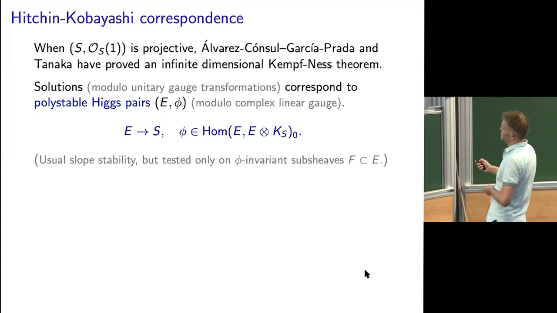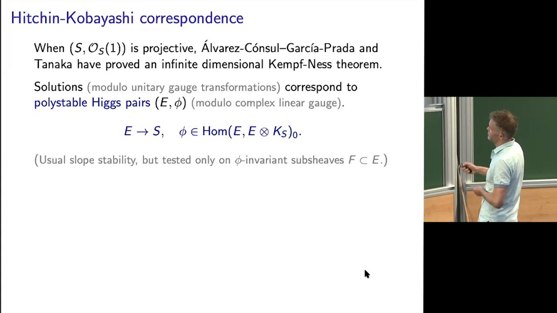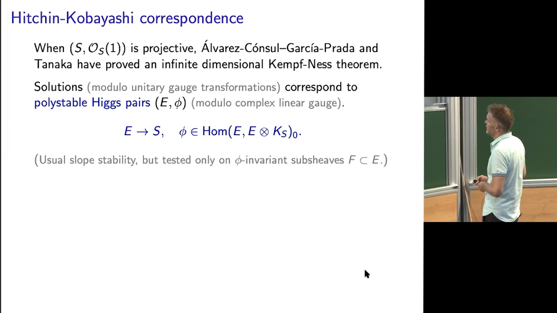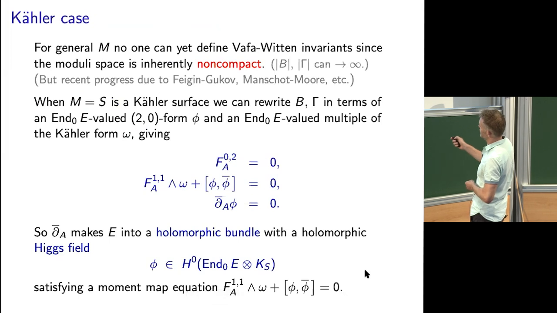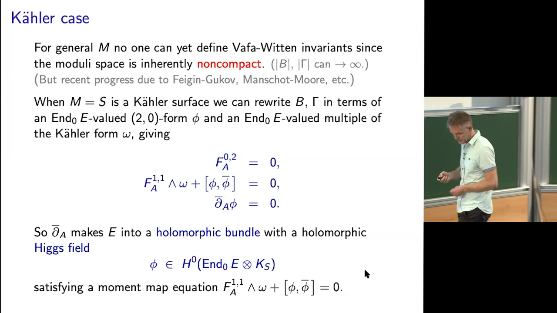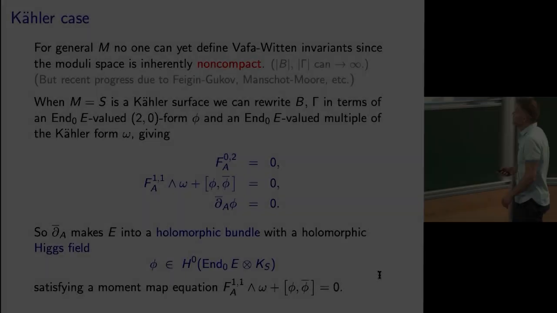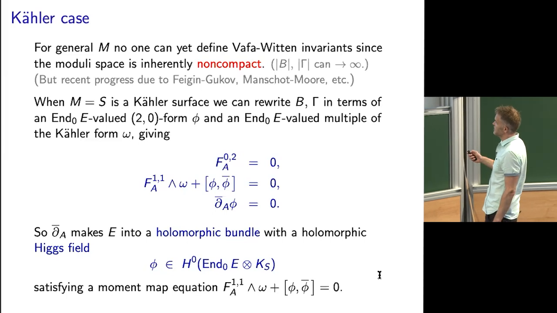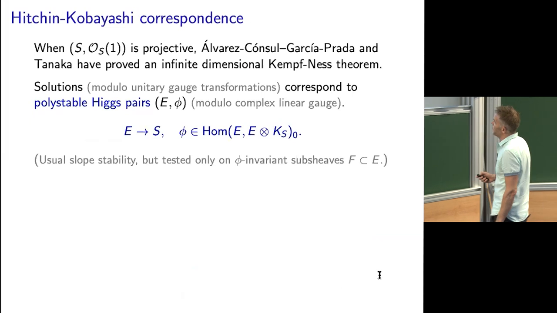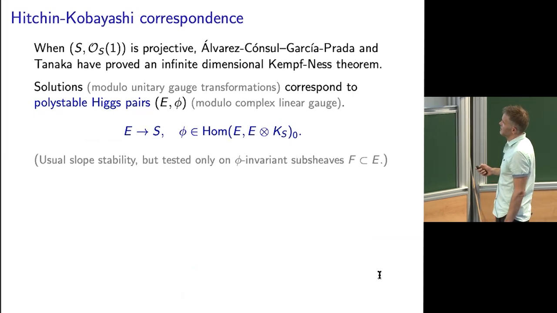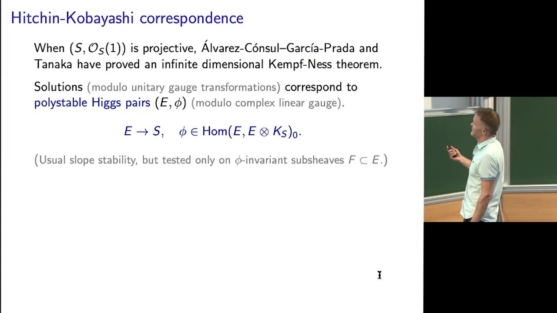The Higgs field should be trace-free, and the determinant of the bundle should be fixed. And then there's a stability condition that ensures that you can solve this equation here. So you get rid of this nonlinear equation by seeing it as a moment map. So you see this middle equation here as a moment map equation, and then you can solve it so long as this holomorphic data satisfies a stability condition.